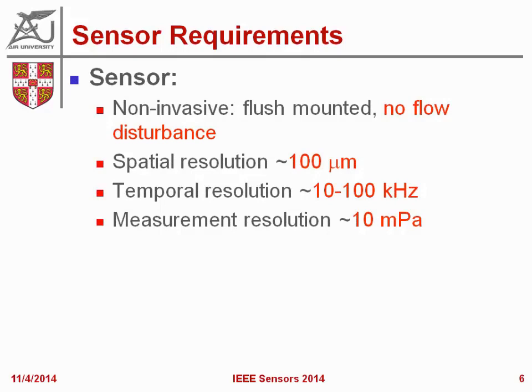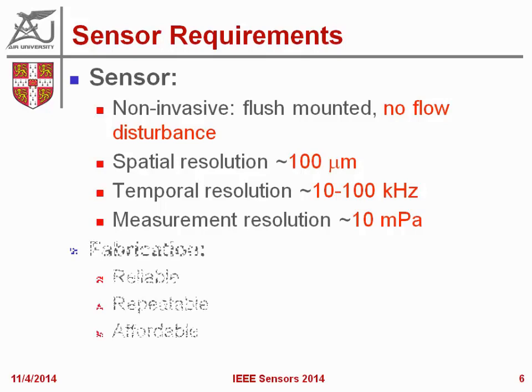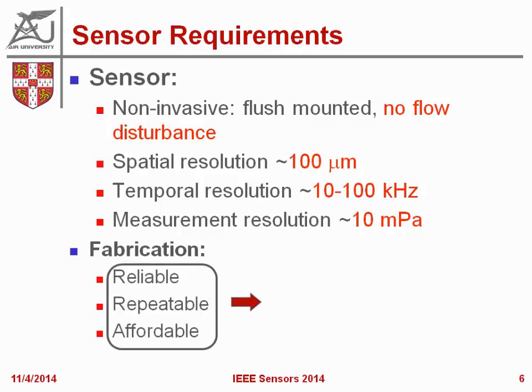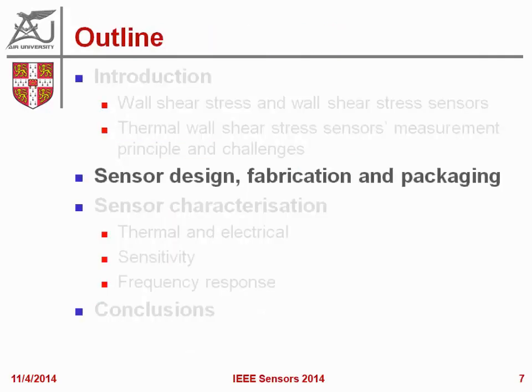The quantity is very small. For example, a car traveling at 100 km per hour would experience only 1 Pascal of wall shear stress. So you're really looking at a very small quantity to be measured. And finally, you need to fabricate sensors which are reliable, give you repeatable results, and are affordable at the same time. So CMOS is the solution to that. That's why this research focuses on CMOS wall shear stress sensors.